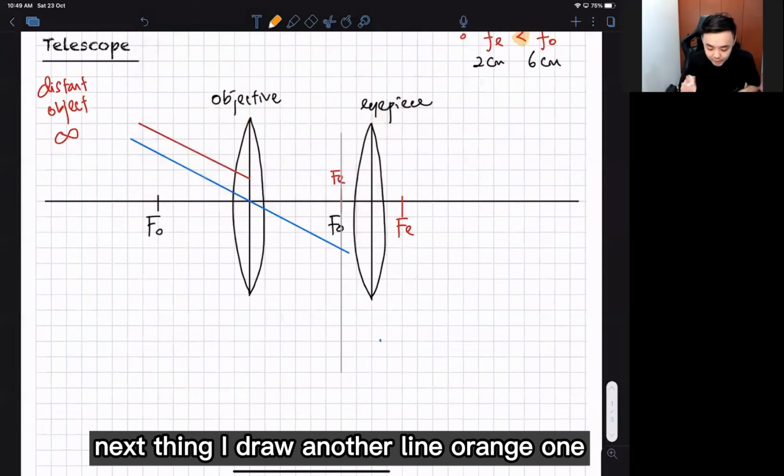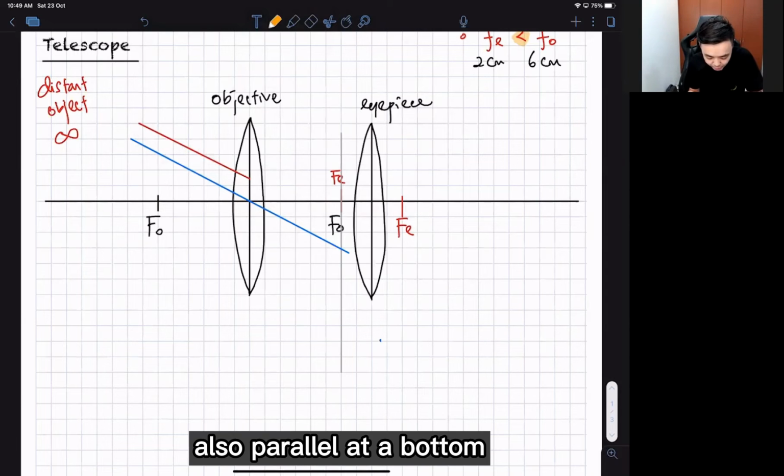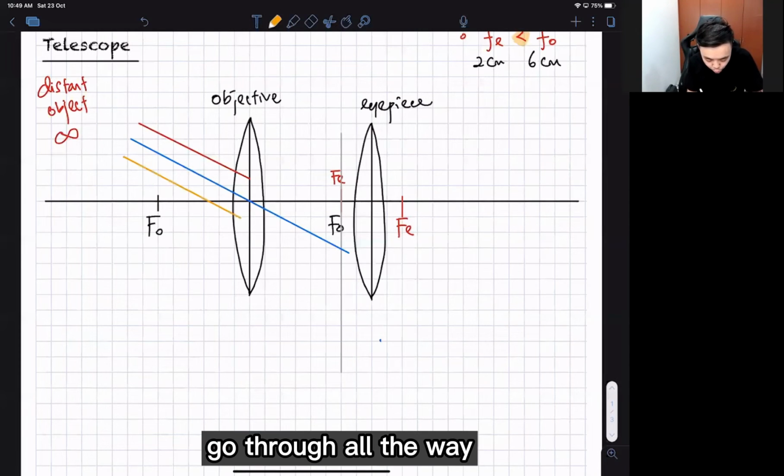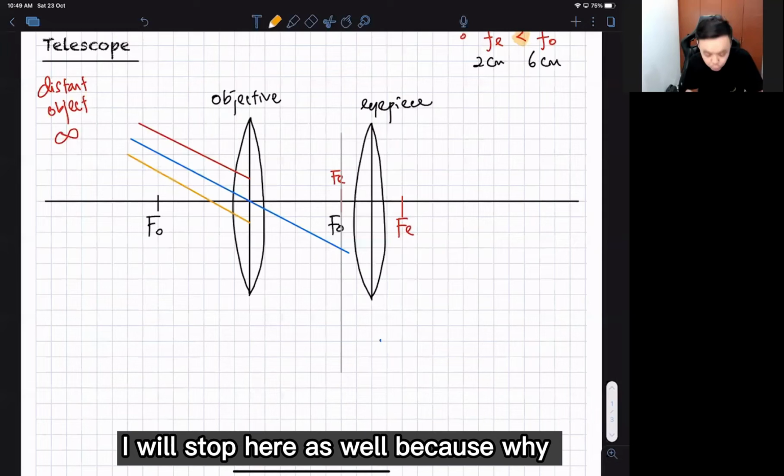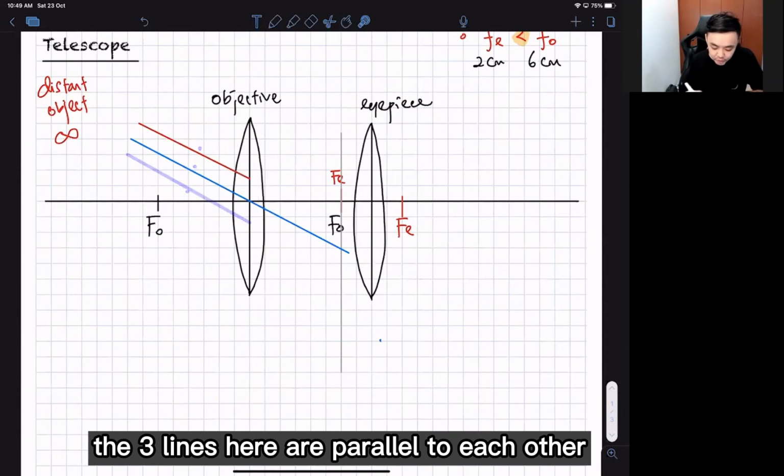Now, next thing, I draw another line, the orange one. Also parallel, but at the bottom. Go all the way through. Now you see, I will stop here as well, because why? Simple. You see, 1, 2, 3. The 3 lines here are parallel to each other.